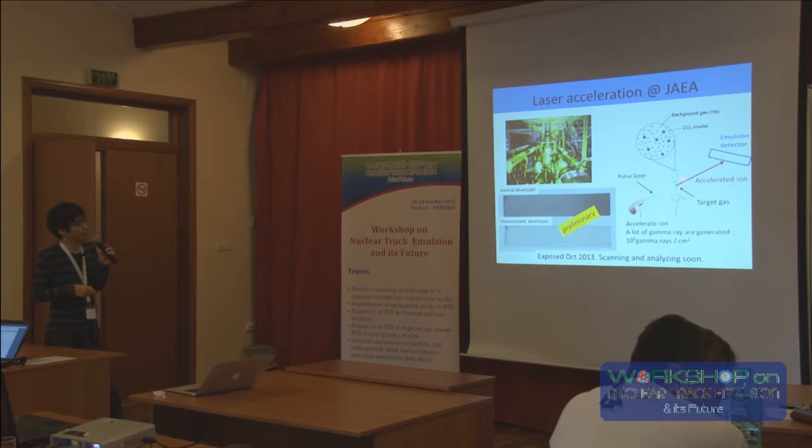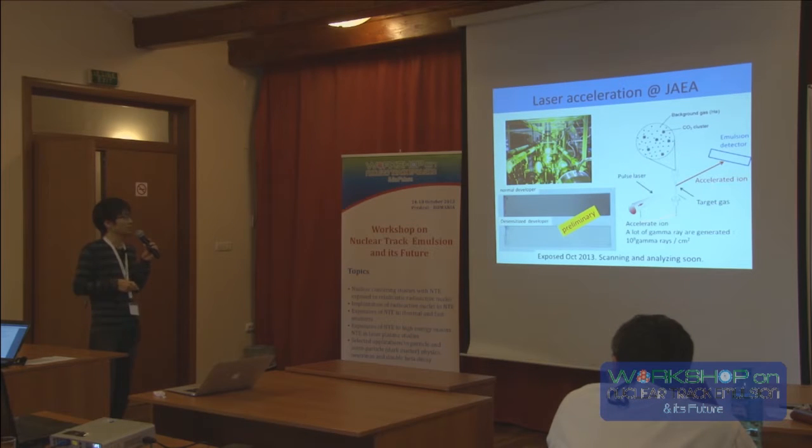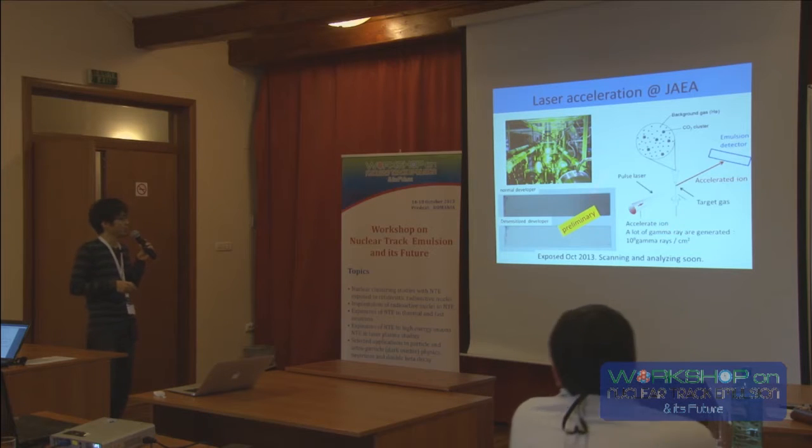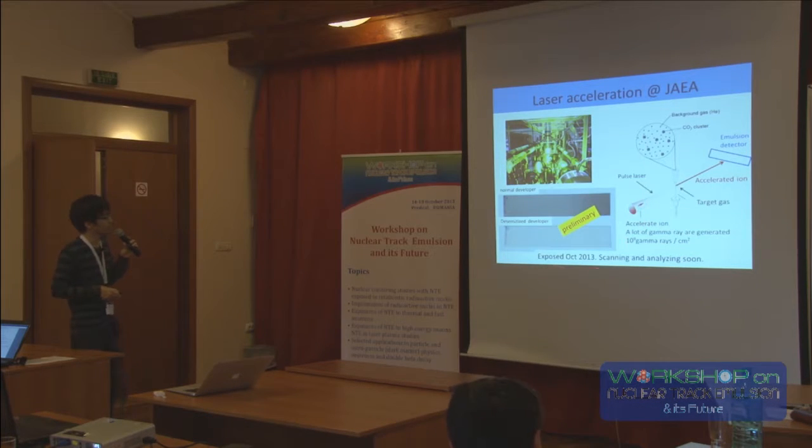But this mechanism is not clearly understood enough. So we need to measure the accelerated ions' energy and direction and so on. So we will try to use the emulsion detector. And in this field, our expectation of the gamma ray background is 10 to 9 gamma rays per square centimeter. This exposure was already done in October, October of this year.